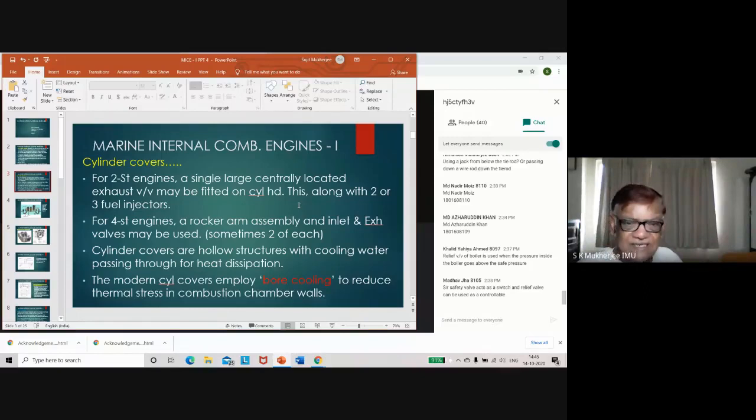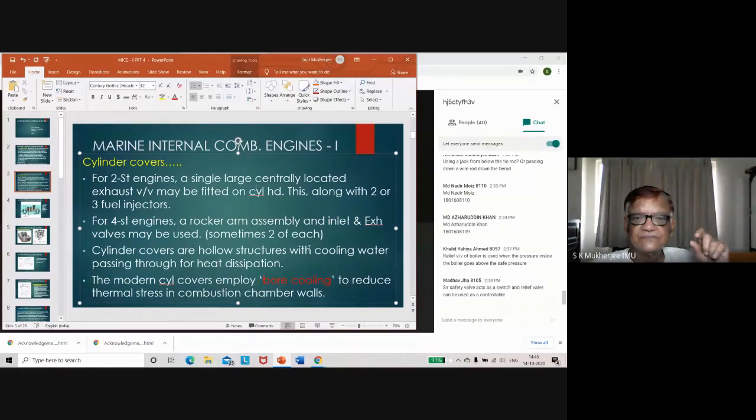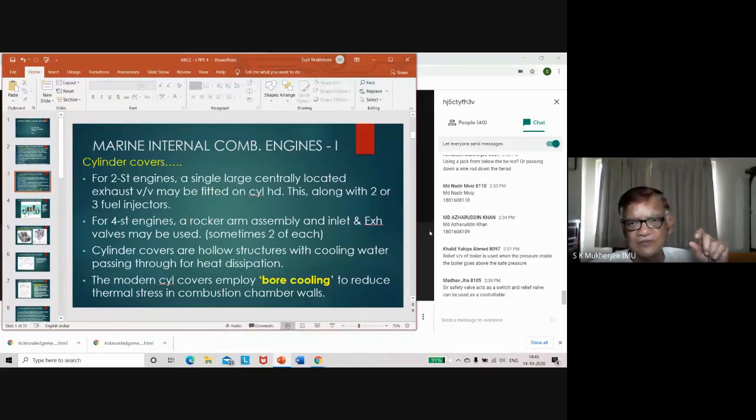The modern cylinder cover employs what is called bore cooling. I think let's put this in yellow. Okay. I can't read it. Yeah, now it looks more presentable.